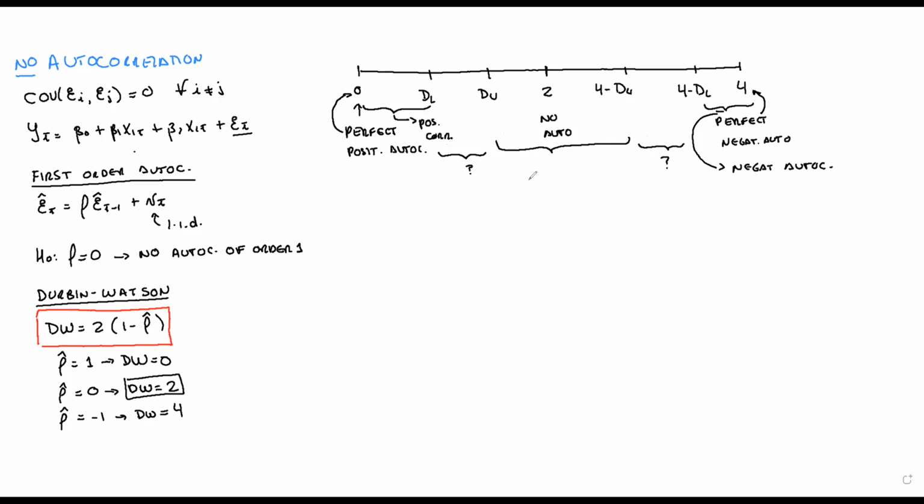The Durbin-Watson, guys, requires the number of observations and the number of regressors, so the number of parameters, not including the constant.